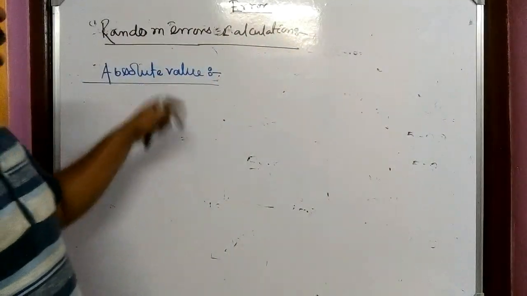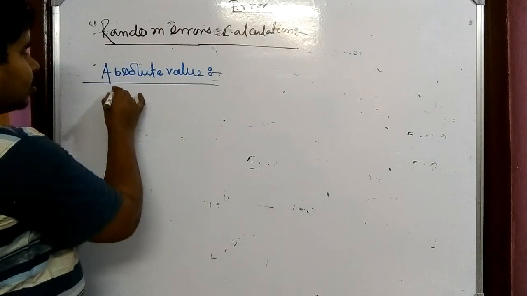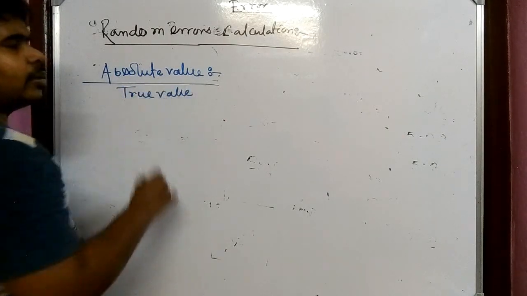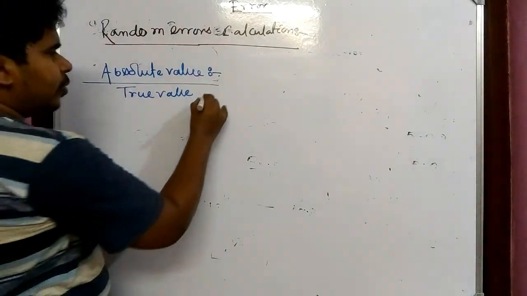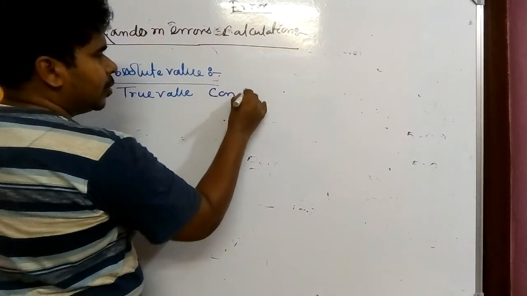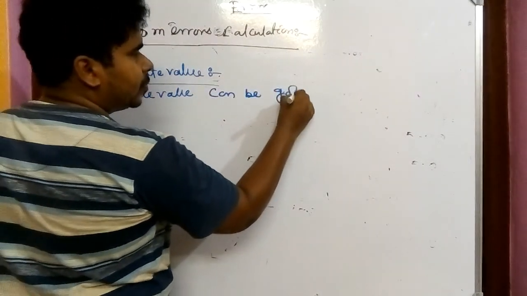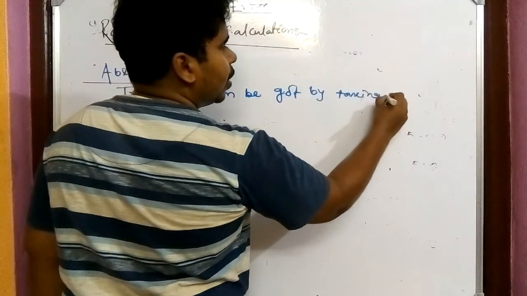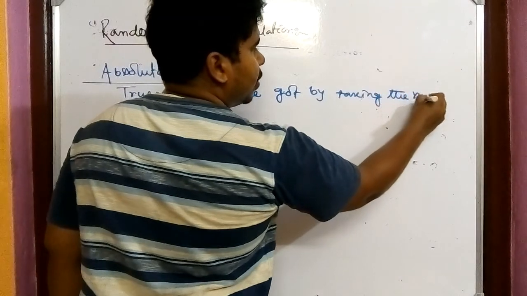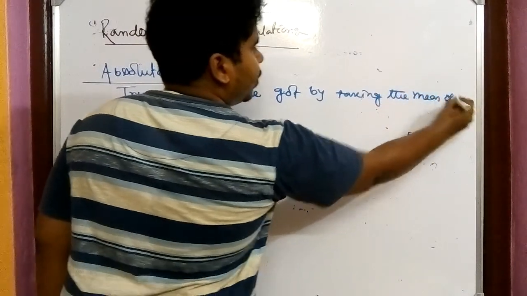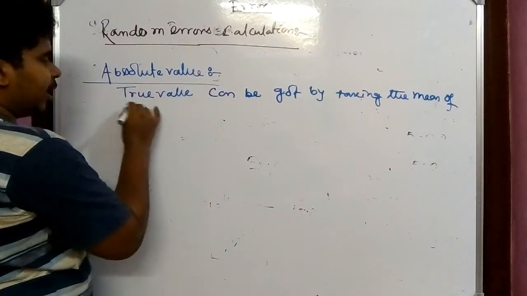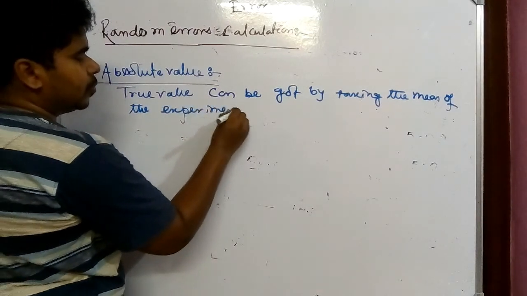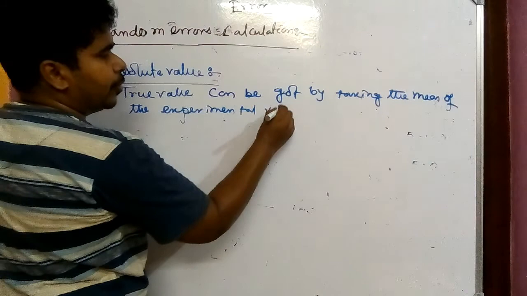So if several values have come, what do we have to do? We want to get the absolute value. Absolute value means we want to get the true value. So how do we get the true value? The true value can be got by taking the mean of the experimental values.